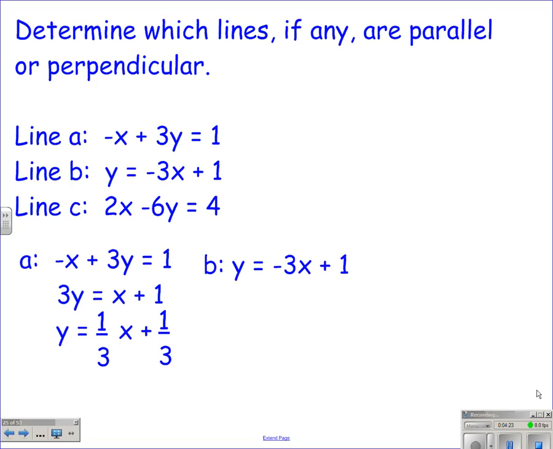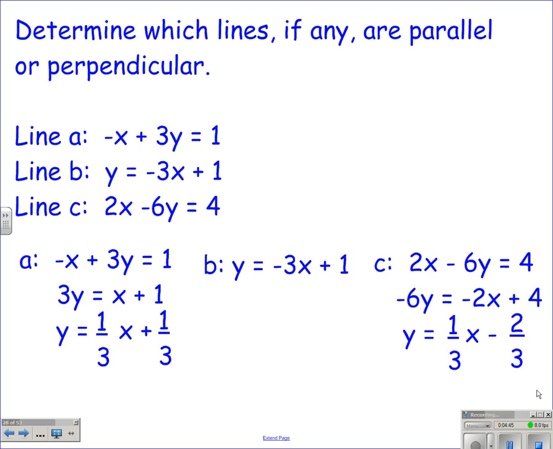Line B is already in slope-intercept form, so we don't have to do anything to it. y equals negative 3x plus 1. Line C needs to be put into slope-intercept form, so let's go ahead and subtract 2x on both sides. We have negative 6y equals negative 2x plus 4. Then divide by negative 6 on every term and have y equals 1/3 x minus 2/3. Look at the slopes of these three lines. Line A, line B, and line C.